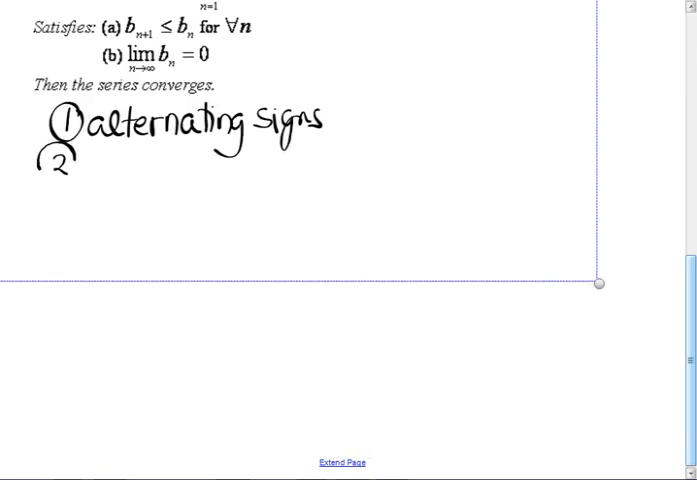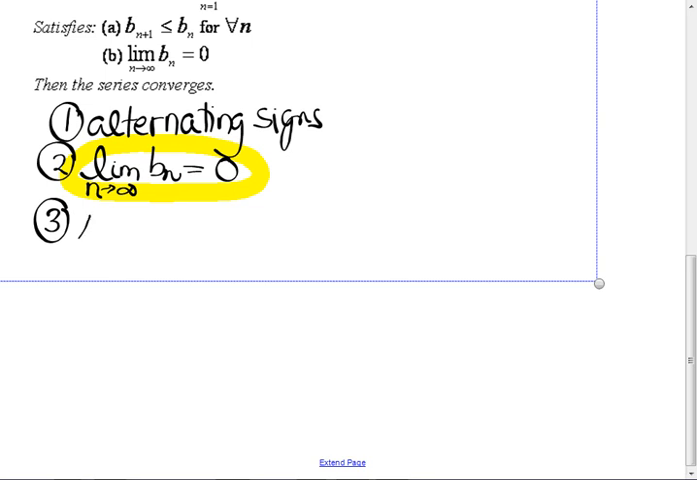Then, I really should have put this first, the limit of the sequence without the signs, that's not the negative 1 in there, must be 0. So I always do that one first, because you'll see that it's alternating. But you know what? If that limit of that sequence is not 0, I'm done. And then what this is saying in item A is that the terms of the sequence are decreasing. So the sequence is decreasing.